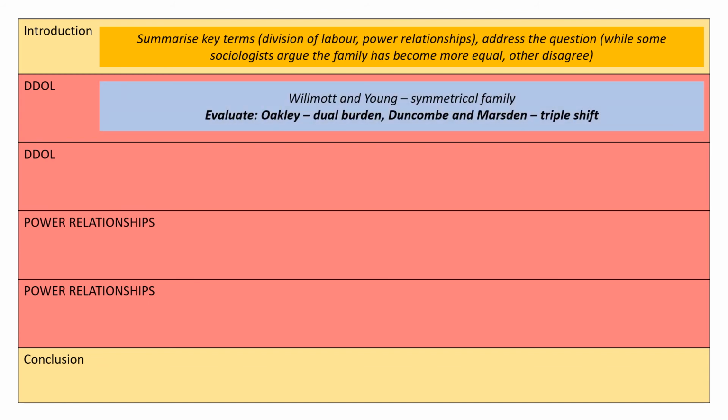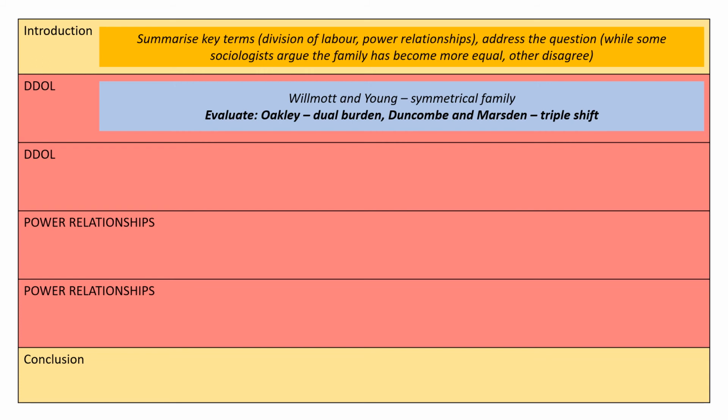Okay, I would then recommend that we start with Wilmot and Young, because we want to start by supporting the view that the family has become more equal, because that's the view in the question. We want to start with that and then criticise it. So Wilmot and Young argue that the family is more symmetrical today.